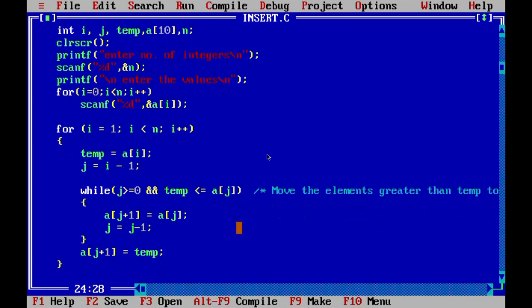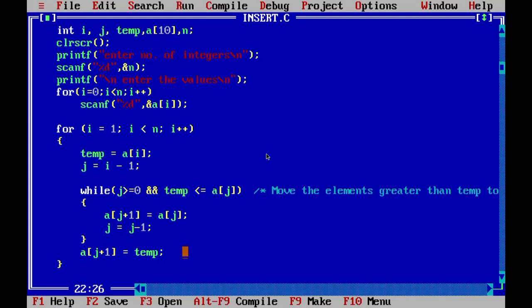And after coming out of the while loop, what am I doing? a[j plus 1] is equal to temp. Friends, if you observe, just now j became minus 1. So minus 1 plus 1 is 0. a[0] is equal to temp, which means the temp value 5 is copied into a[0]. So what is happening now? 5 and 6 were swapped.